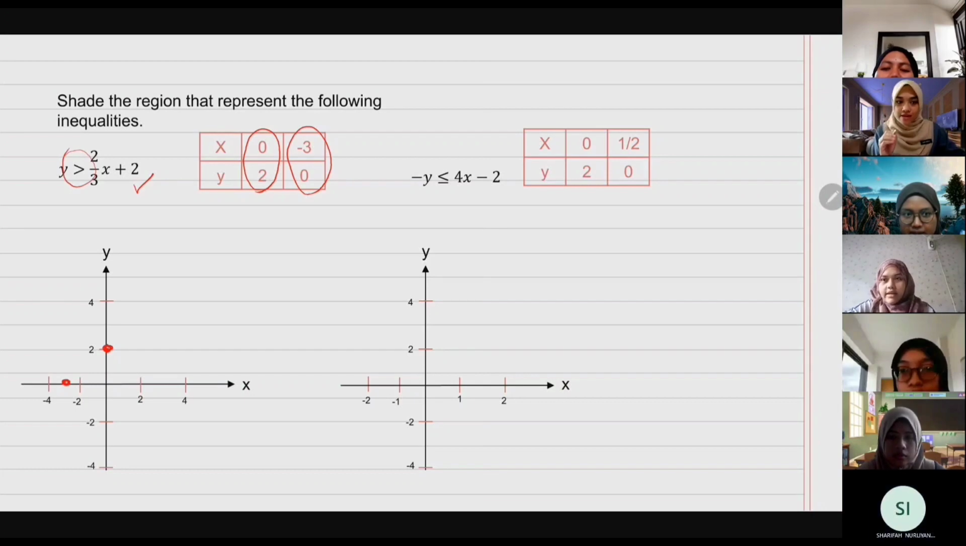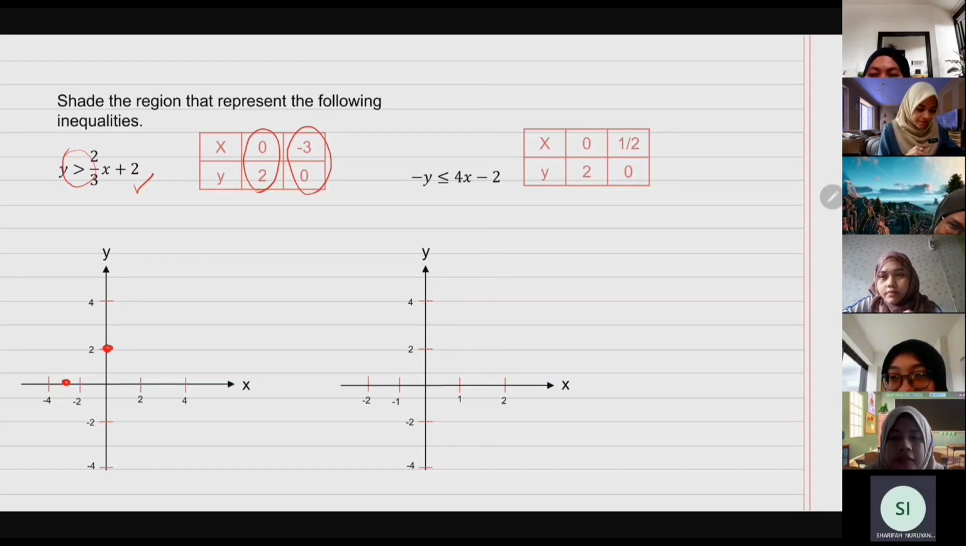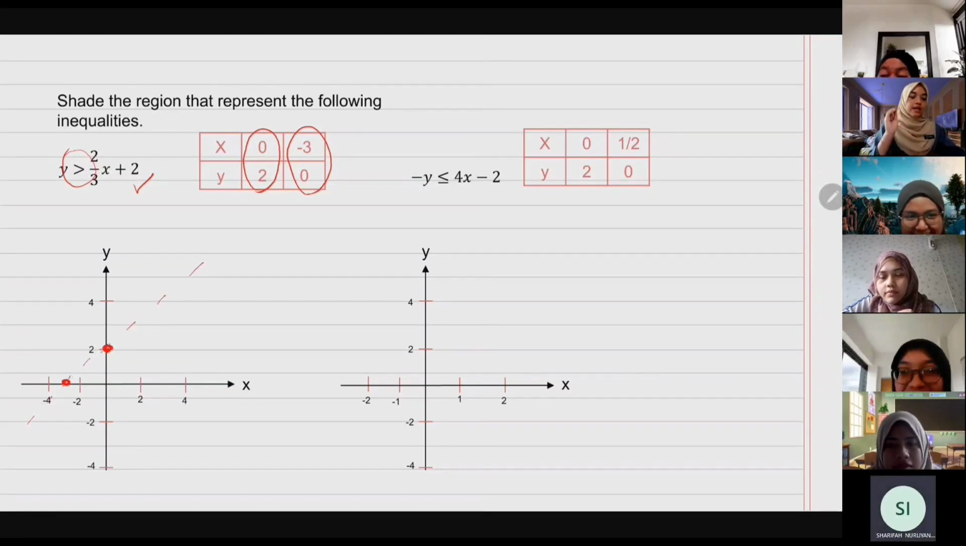We have greater than. All right, so we have the greater than symbol. For the greater than symbol, should we draw a straight line or the dot line? Dot line. Yeah, we need to draw a dot line, and the dot line crosses these two coordinates. Okay, so now we want to shade the region in this straight line.